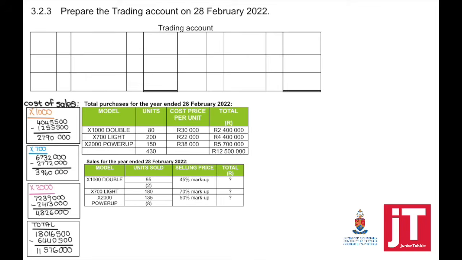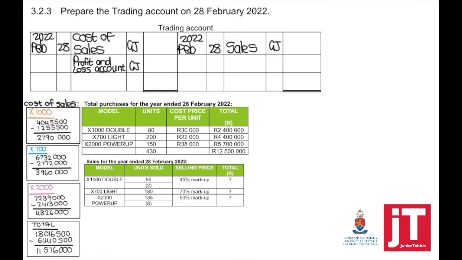If we look at the trading account, remember the instruction set. The trading account is based on a perpetual inventory system, which means sales minus cost of sales equals the gross profit, which is closed off to the profit and loss account. We've already calculated our total cost of sales, so we're going to fill it in immediately. My total sales needs to be calculated.